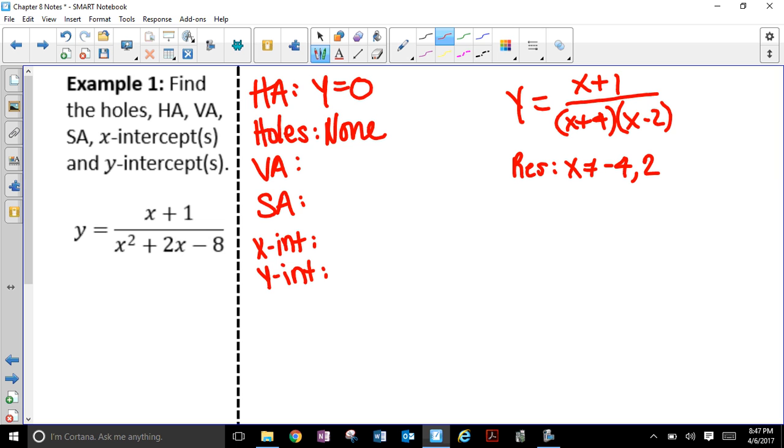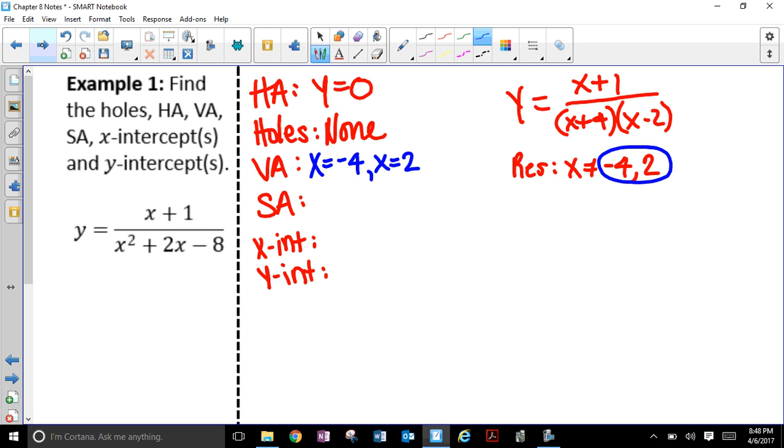On the day 2 notes is when we'll actually talk about what that means on the graph. Okay, but for now we're just doing all the calculations before we put it in the graph for the next day of notes. So then that means whatever is left over, which here is -4 and 2. That means x equals -4 is a vertical asymptote, and x equals 2 is a vertical asymptote. So this one has 2. So we would have 2 vertical lines for our asymptotes and 1 horizontal line for our asymptote.